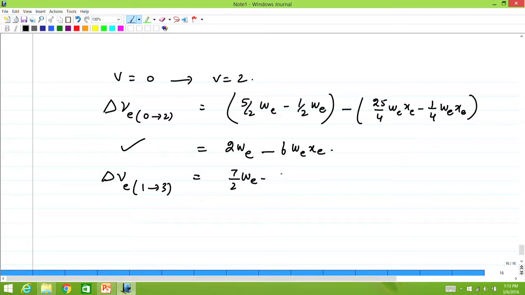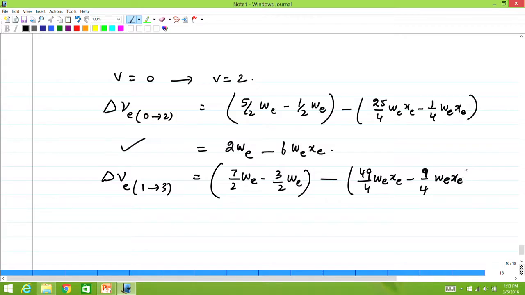And likewise, delta nu E from 1 to 3 is 7 by 2 omega E minus 3 by 2 omega E, minus 7 by 2 corresponds to 49 by 4 omega E x E, minus 3 by 2 whole square, therefore 9 by 4 omega E x E. So what you have is 2, this is also 2 omega E minus 40 by 4, so it is 10 omega E x E.